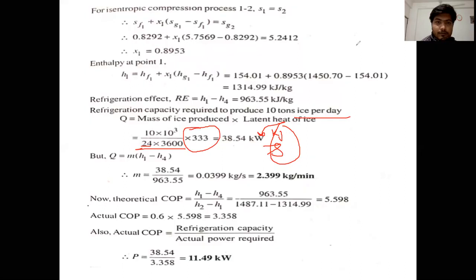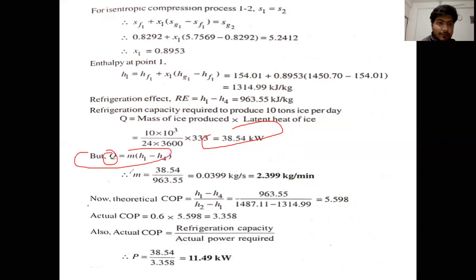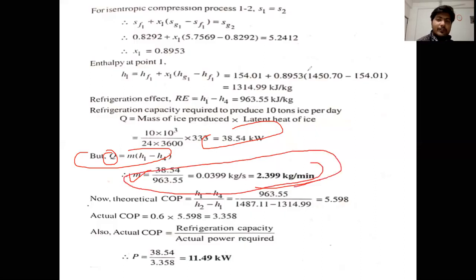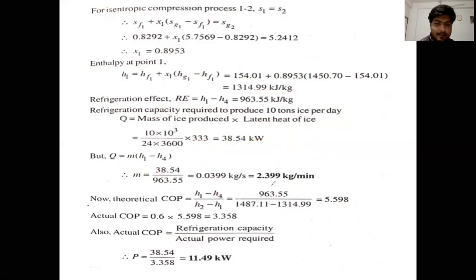So Q is equal to, we calculate the Q. By comparing this equation, we calculate the mass of refrigerant flow. That means we calculate 2.399 kg per minute. So per minute, this much amount of refrigerant flows in the cycle. Okay. Now theoretical COP is what? H1 minus H4 divided by H2 minus H1. We already know these, so put the values and we get the COP of the system, that is 5.598.